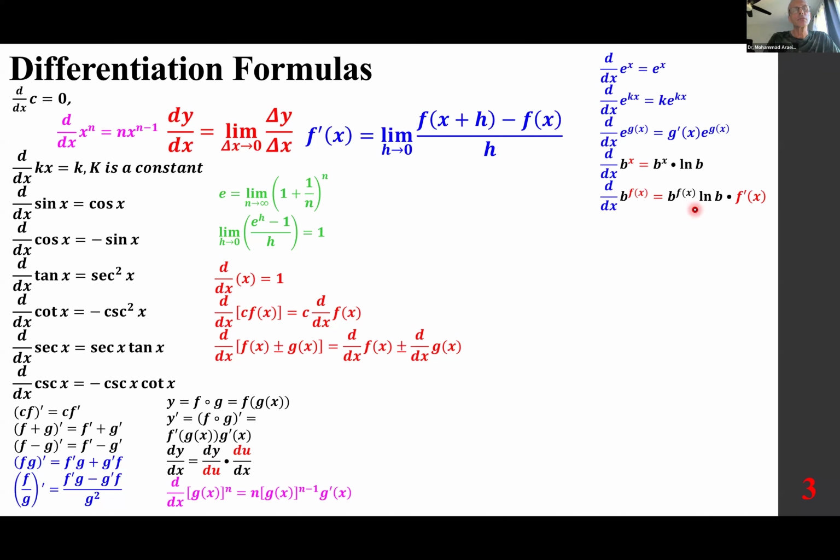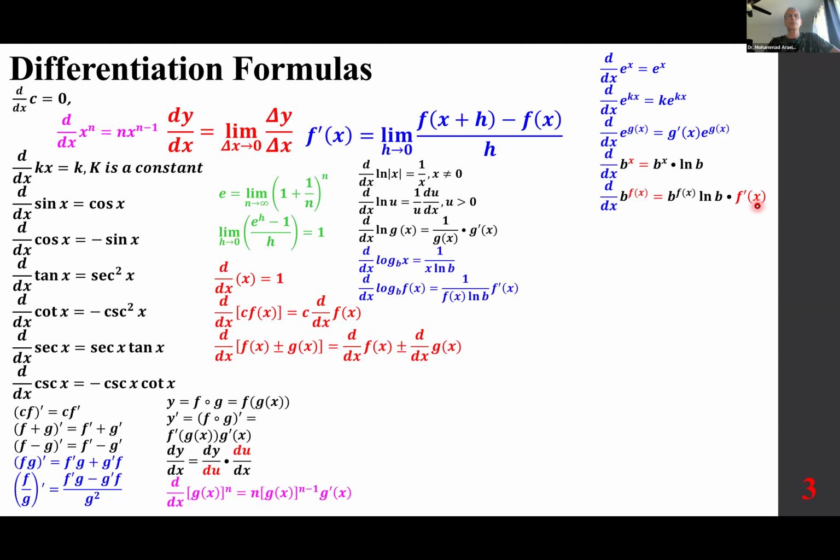Exponential functions, the derivative is always itself. In these two cases, because of the chain rule, times k and times g prime. In this case, because of the logarithmic properties, times ln b. In this case it is itself times ln b by the logarithmic properties, and times g prime by the chain rule. The derivative of logs, basically flip them over.